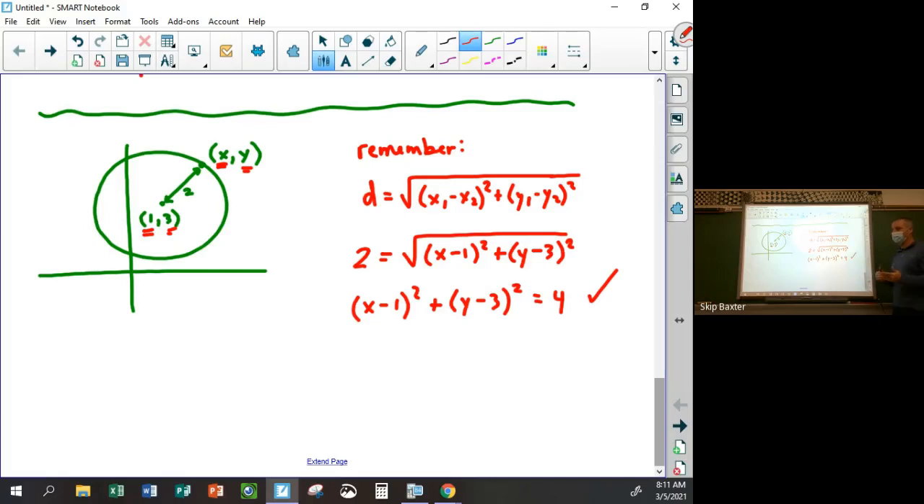So things to remember about the circle formula. You have to remember to change the sign of the x and y coordinates of the center. And you need to remember to square the radius. If you're going the other way, you need to remember to change the sign of the x and y coordinates, and you need to remember to take the square root of the number on the right-hand side. Does everybody understand?